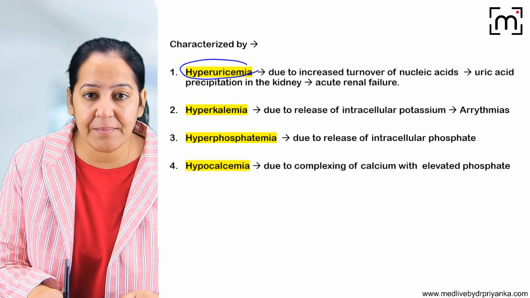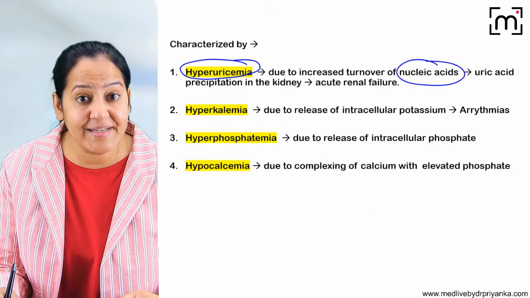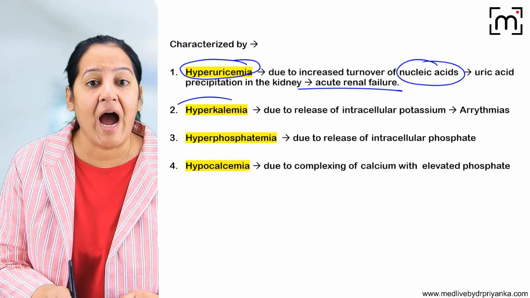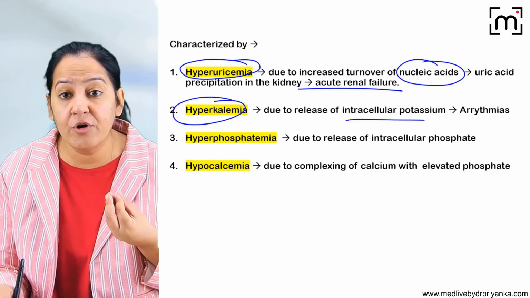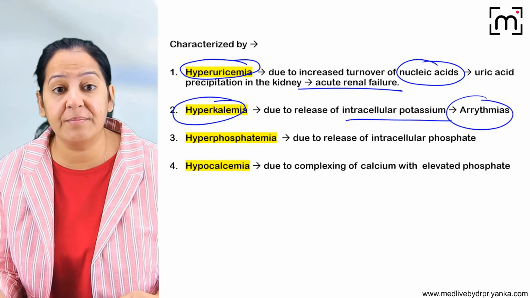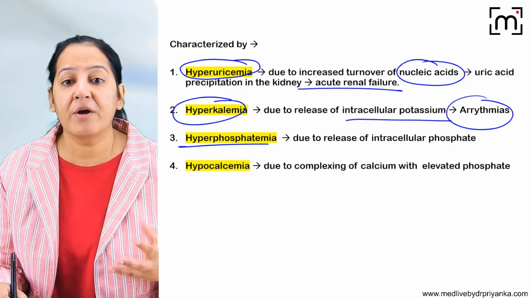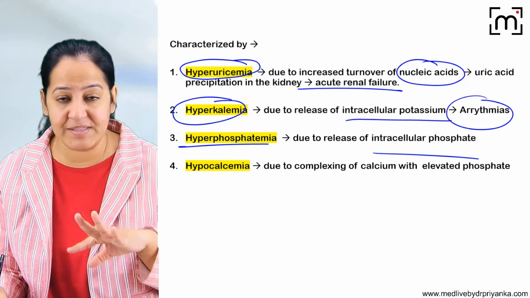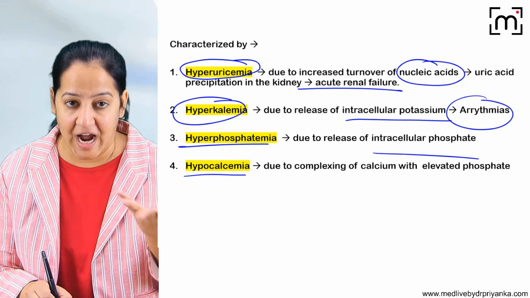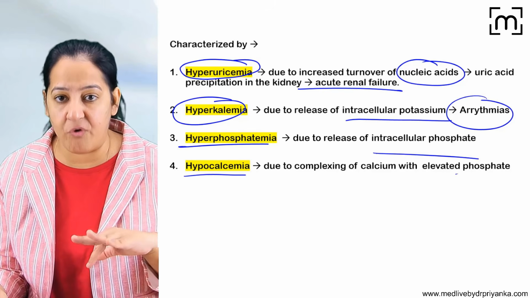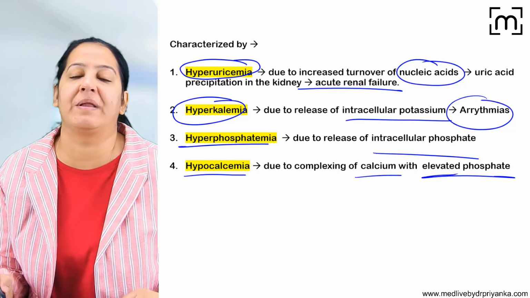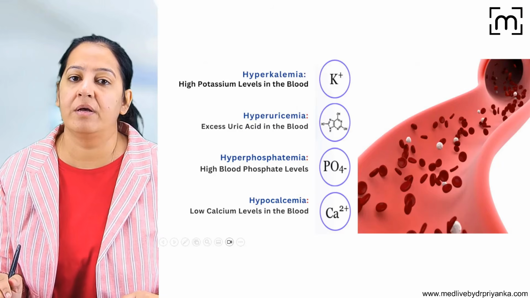So hyperuricemia due to increased nucleic acid, and that will lead to renal failure. Hyperkalemia because of intracellular potassium which is coming into the blood, that will lead to arrhythmia. Hyperphosphatemia because of increased phosphate which is present in the cell, in the cytoplasm. And hypocalcemia because the elevated phosphate will form a complex with the calcium. So free calcium will fall. So that is the thing.